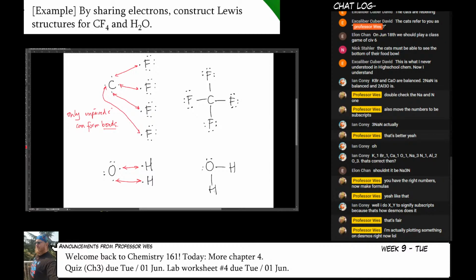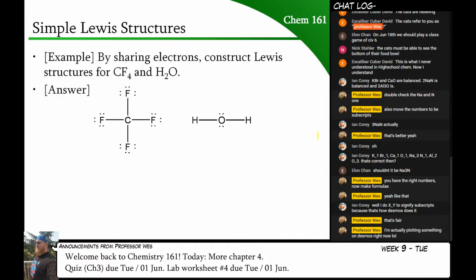But you can see how we get the structures out of them. So by doing this connect the dots strategy, you should be able to get a very simple basic Lewis structure. So let's have you do that for a few of these.